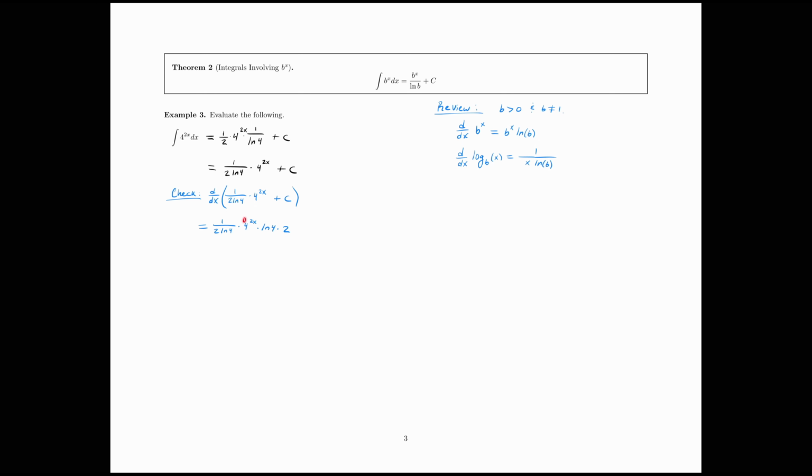So this right here is the derivative of the outside function. This, too, is, from the chain rule, the derivative of the inside function. So altogether, the 2's cancel, the natural log of 4's cancel, and we are left with 4 to the 2x, which is correct. So that checks out. So this is our final answer.